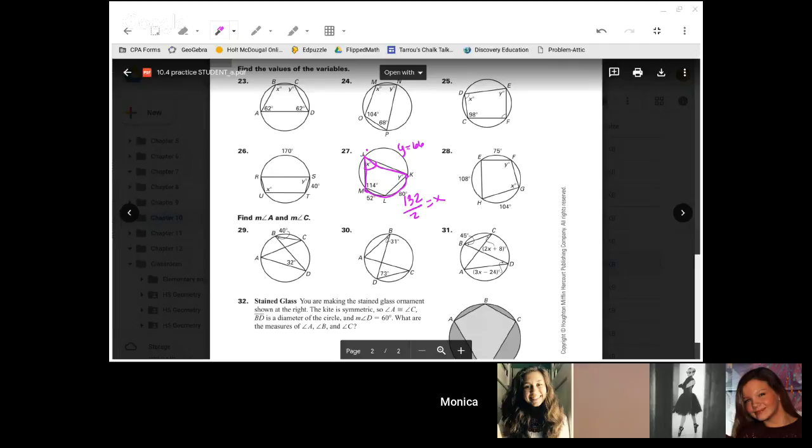Yeah, 15 on the bookwork is going to be similar to that. You'll have to kind of figure out the arc and then go from there for what to set it equal to.